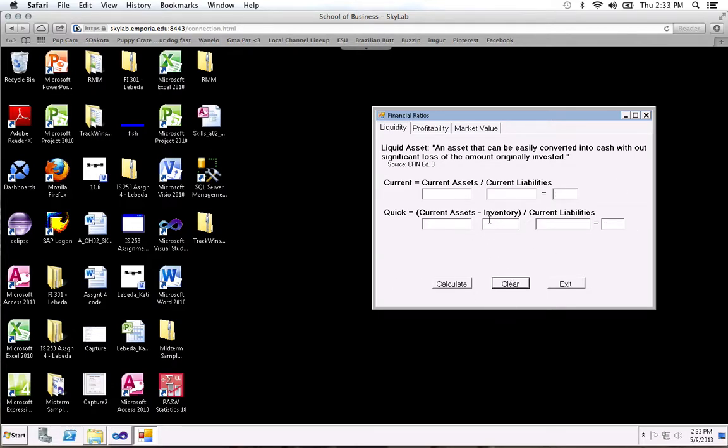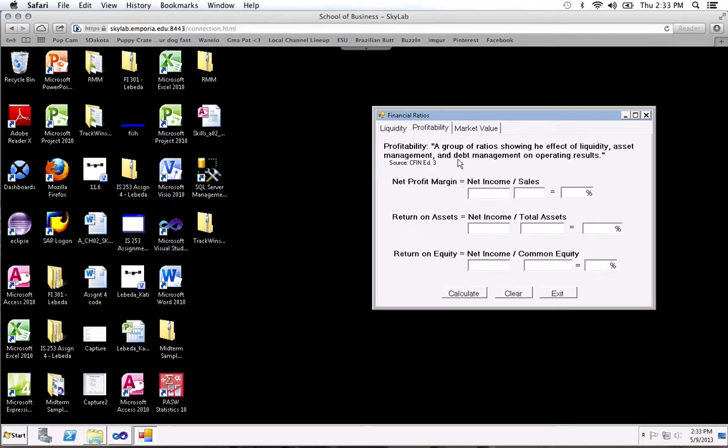Now let's go to the profitability tab, and a profitability ratio is a group of ratios showing the effect of liquidity, asset management, and debt management on operating results. And the three main profitability ratio equations are net profit margin, return on assets, or ROA, and return on equity, which is also known as ROE. And all three require the net income. So let's say net income is $54 million.